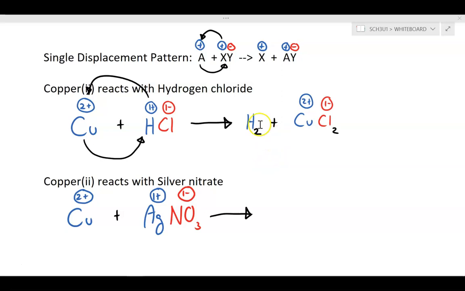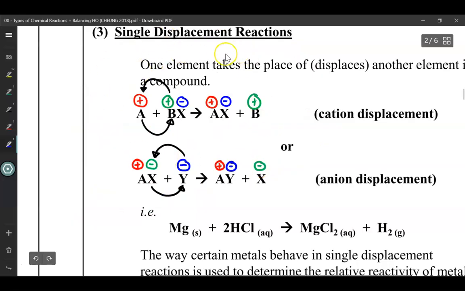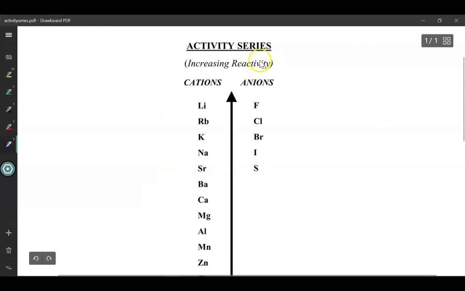But there's a problem. This reaction doesn't exist. When dealing with single displacement reactions, you must consult the activity series. Only elements that are more reactive can bump out elements that are less reactive. You can't go the other way around. You can't have a less reactive element try to bump out a more reactive element. Think of it as a VIP list. The people at the top of the list are more important than the people at the bottom, and these guys can always bump out someone else at the bottom.